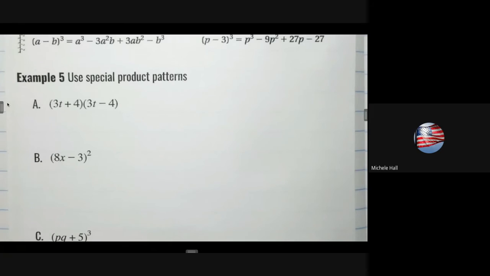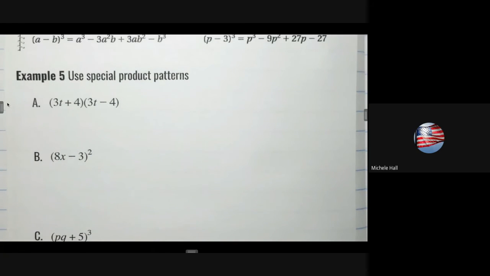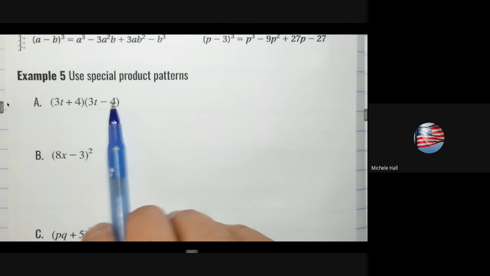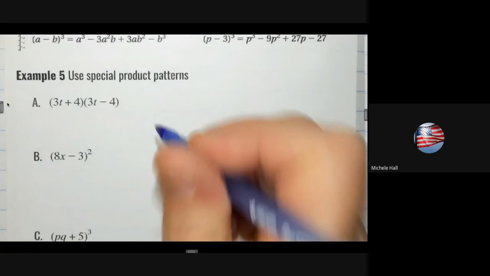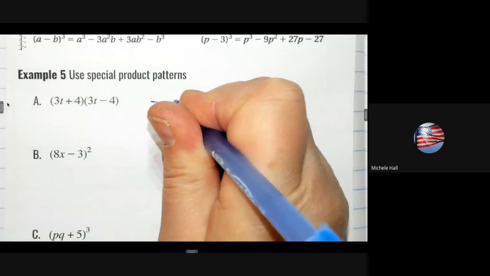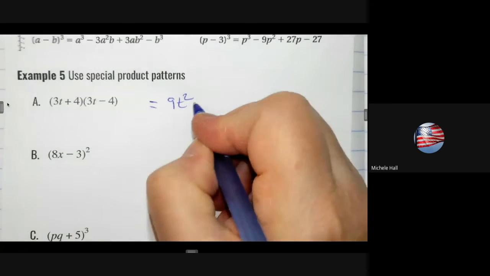We are just multiplying. What is this? Do you recognize what this is? This is a sum and difference, which means I have exactly the same thing in both parentheses, but a plus and a minus. So there will be no middle term. We get 3t times 3t is 9t squared, and then 4 times negative 4 is negative 16.